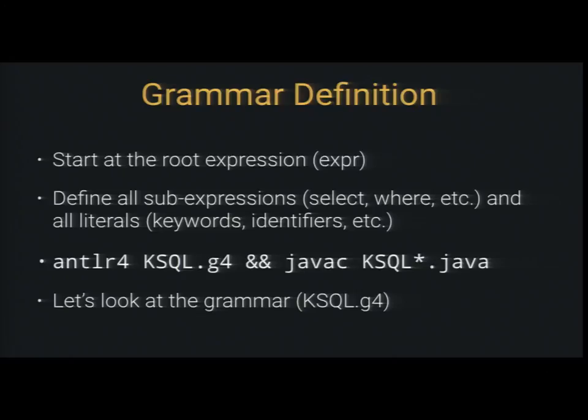So when it comes to defining a grammar, you really want to start at the root, the highest possible level. And you want to define all your sub-expressions. So for something like select, you have select, some column names, from, a table name, and where, some list of conditions. Now, all of those things are a mixture of expressions and literal values. And ultimately, your expressions distill down into a chain of literal values. And Antler ships with a really nice tool that allows you to run your grammar through the Antler toolchain, and that generates Java code, and then you can use your standard Java toolchain, like javac, to compile that code, which can then be used inside of your application.